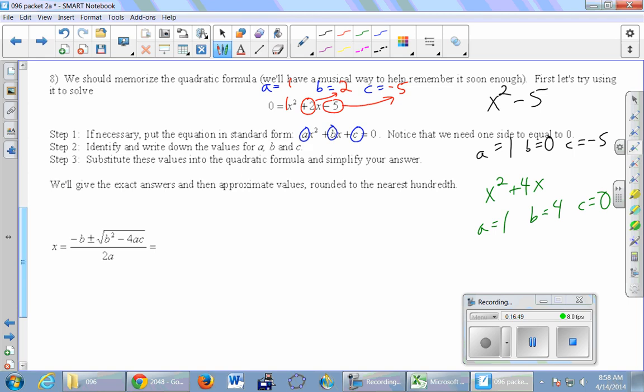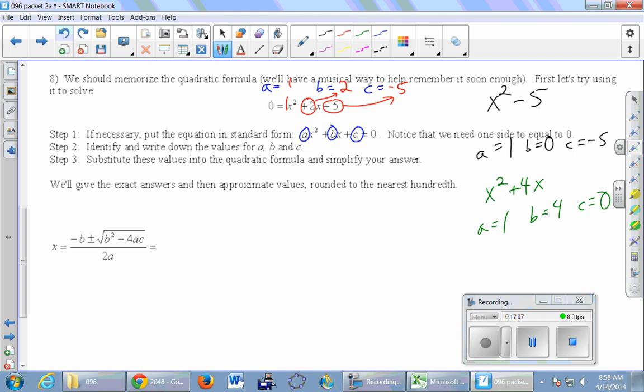Another common mistake that I see is sometimes people will grab the x and they'll say, oh, A is 1x squared. Like they'll grab the whole thing. A, B, and C are just numbers. The x's are built into the setup of this thing. Okay, good question. All right, step 3.